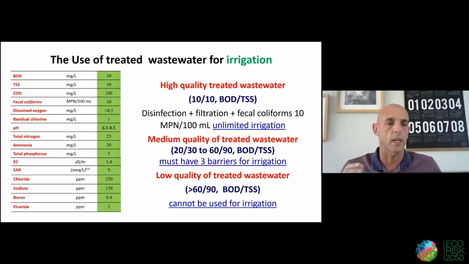It can be used only in drip irrigation and preferably under surface drip irrigation. However, if the wastewater treatment plant is producing high quality water, what we call the quality for unlimited irrigation, meaning that the water can be used to irrigate all types of crops by all types of techniques. And that is really great, and about 45% of the treated wastewater in Israel is meeting the high quality, and about 50% is meeting the medium quality.